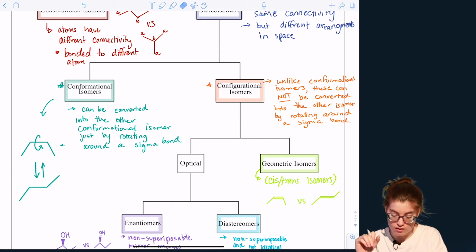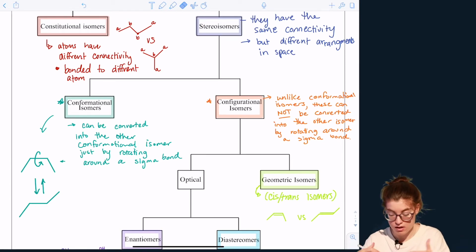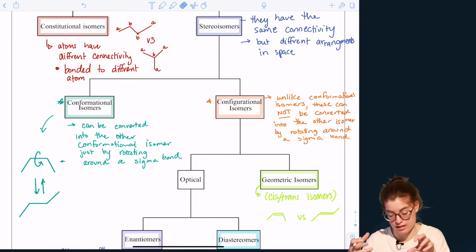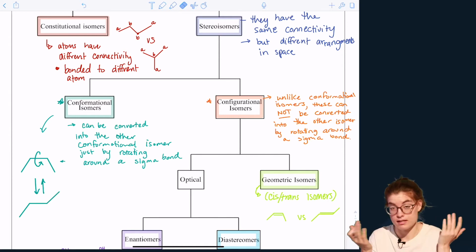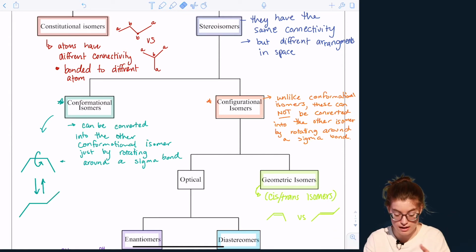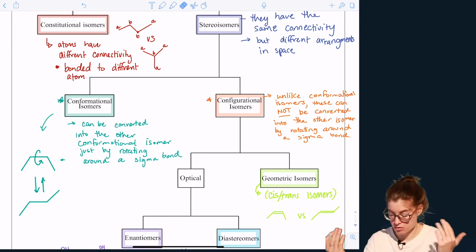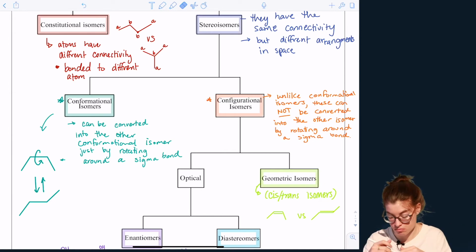There are then two subcategories of stereoisomers: conformational isomers and configurational isomers. The biggest difference between them is that conformational isomers can be converted to each other just by rotation around a sigma bond, whereas configurational isomers, unlike conformational isomers, cannot be converted into the other isomer just by rotating around a sigma bond.